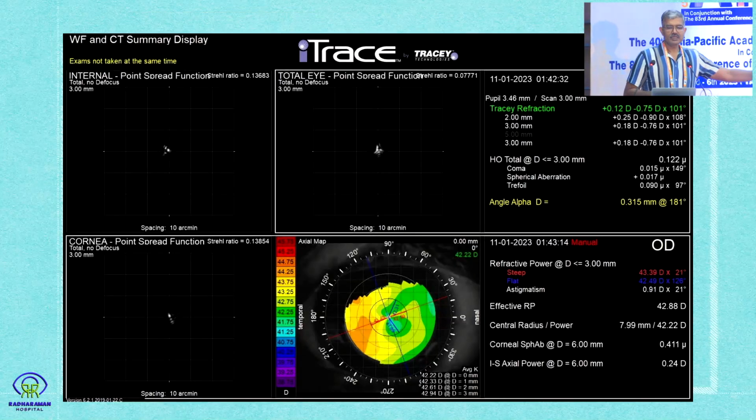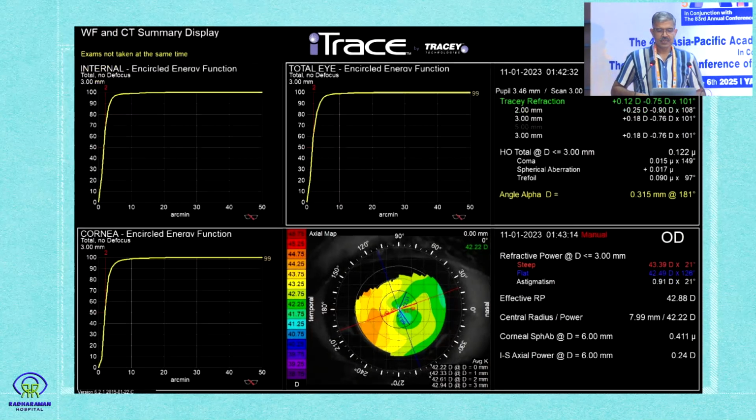This is the point spread function of a patient who has been implanted with a Vivinex geometric, and the angle alpha is 0.315, which is well within the limits of the 0.7 millimeter central optic zone of the geometric. The PSF looks pretty good.